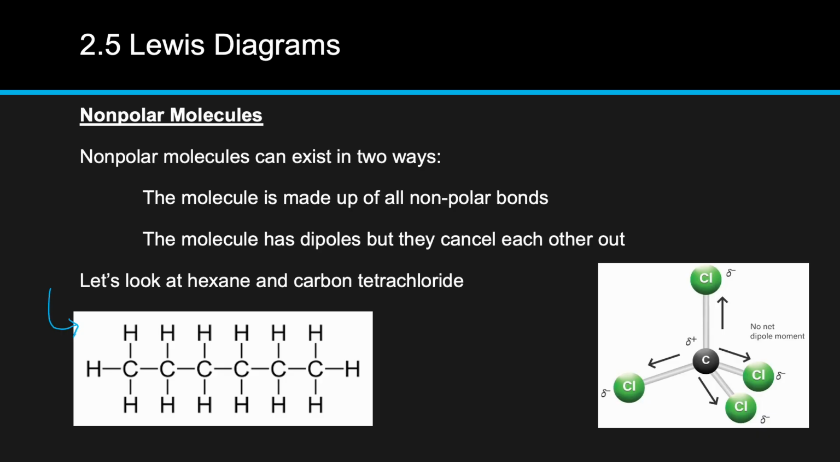Then the other way a nonpolar molecule can exist is if it has dipoles, it has polar bonds, but those dipoles cancel each other out. So for example, if we have CCl4, or carbon tetrachloride, over here on the right, you can see that that carbon has 4 chlorine atoms all pulling at the exact same rate. So those dipoles from chlorine are going to cancel each other out, and overall there's no net dipole on the molecule. So that would be a nonpolar molecule.